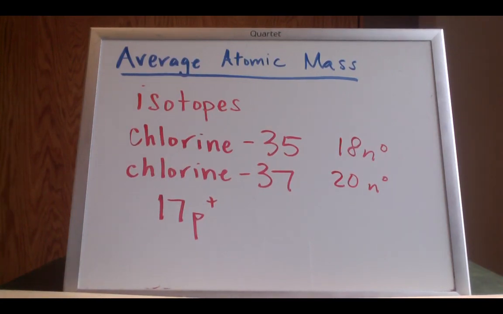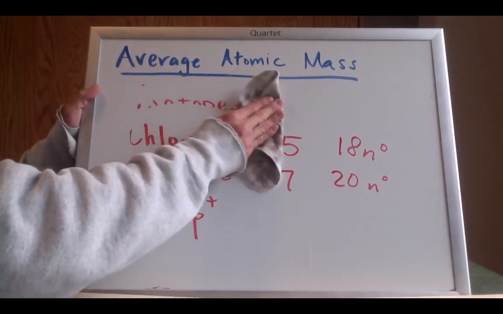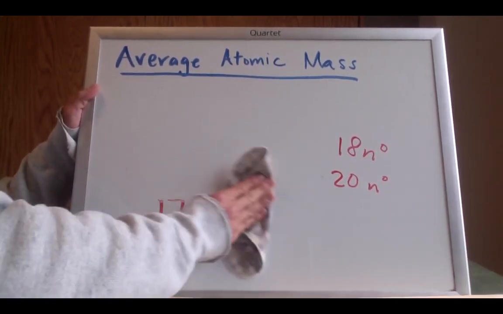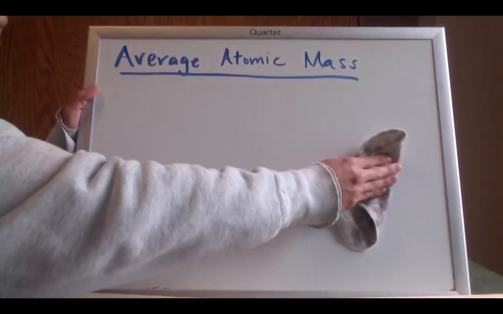And so what happens is on the periodic table, when you see the average atomic mass, it is actually a weighted average of all these. So when I'm talking about weighted average, let's take a look at an example.